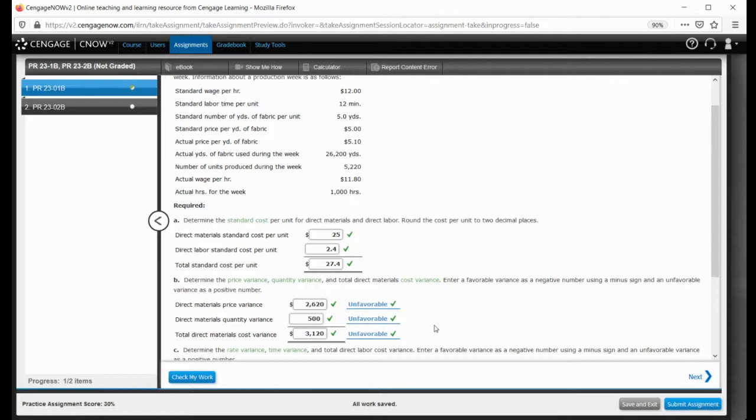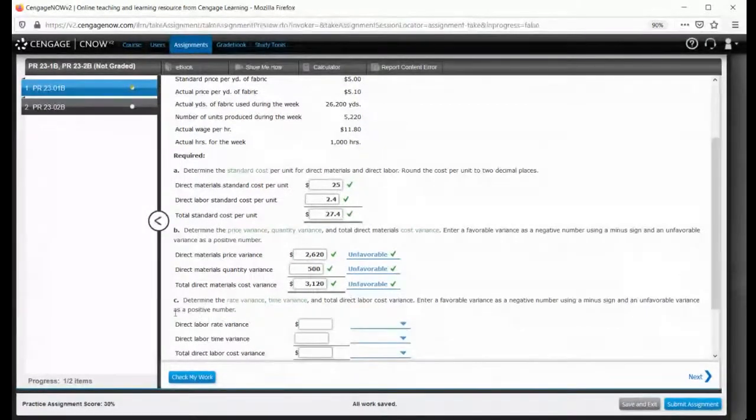I'm not hearing any questions. So again, I'm going to stop sharing this with you and go back to the whiteboard, because I've got some more formulas that I need to give you before you can work on part C. And part C is about labor variances. So I want to stop here and give you some information about the labor variances.